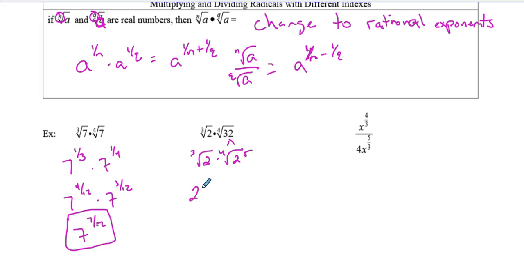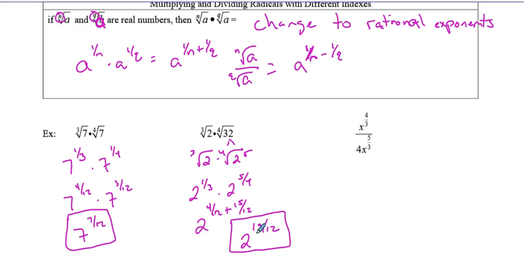So that gives me 2 to the 1/3 times 2 to the 5/4, which again, with a common denominator of 12, gives me 2 to the 4/12 plus 15/12, which is 2 to the 19/12.